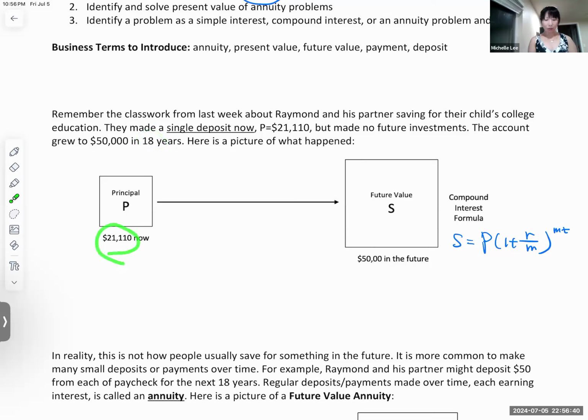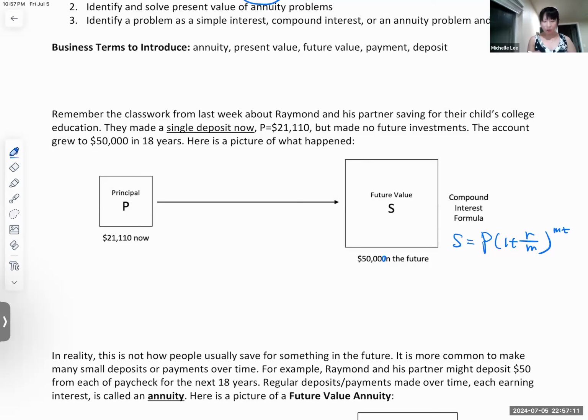So the picture is like this. The principal is present right now, $21,110, and then in the future, in 18 years, by using the compound interest formula, they have $50,000 in the future, right?